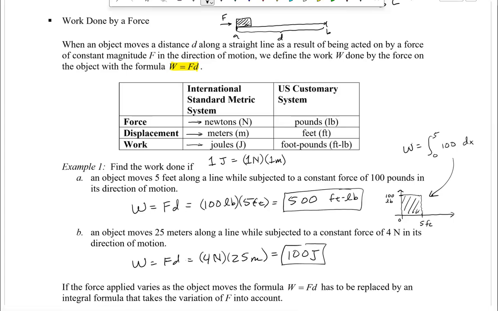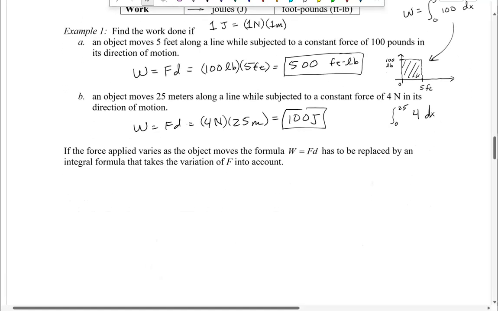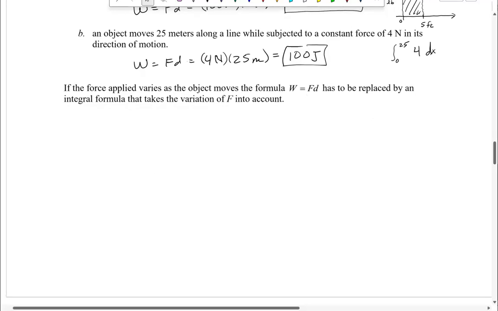The same thing on the next one. We could have integrated from 0 to 25 the constant force of 4 dx, and that would have given us our 100 joules. Now there's a reason why I'm bringing this up and connecting it with integrals and area, because the next thing is to ask, what happens when the force applied varies as the object moves?